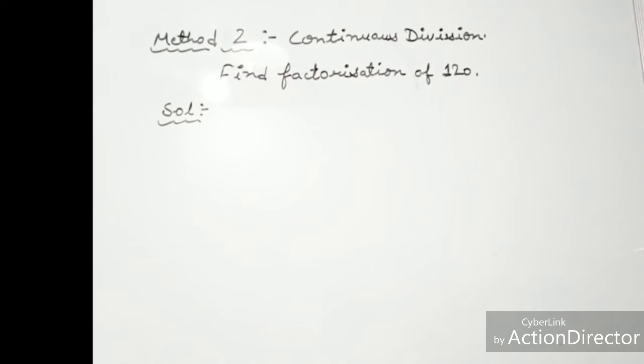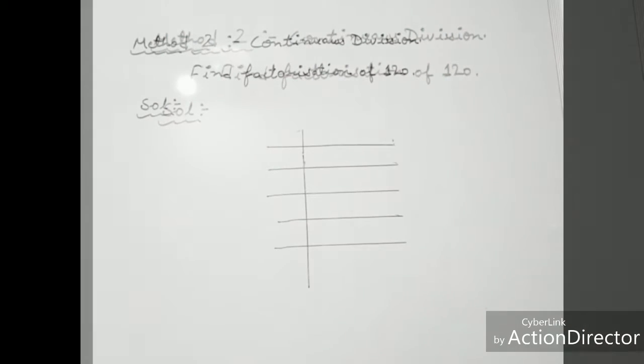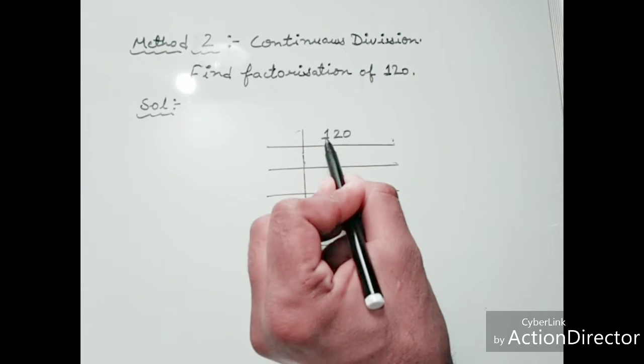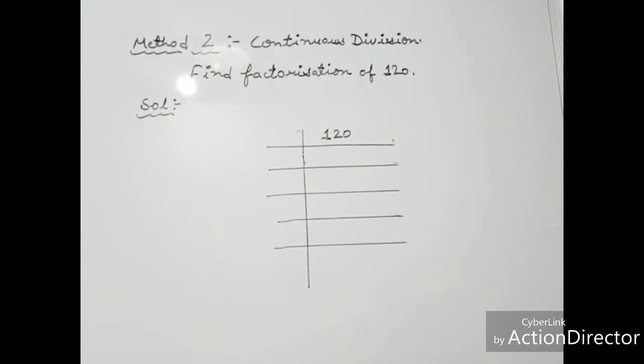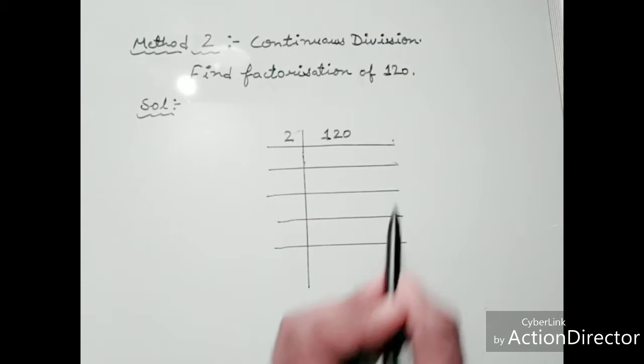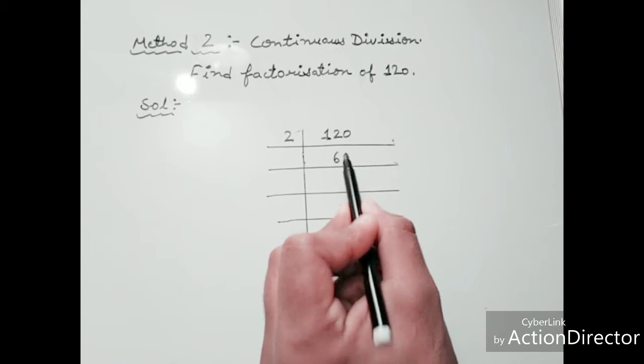Now students, here we will revise the continuous division method to find prime factorization. Now here we find the prime factorization of 120 by using the continuous division method. Here we write first the number which we factorize. So write 120, then divide 120 first by the smallest number like 2, then 3, then 4, then 5. Then first we divide here 120 by 2. 2 6s are 12 and write 0 as it is here.